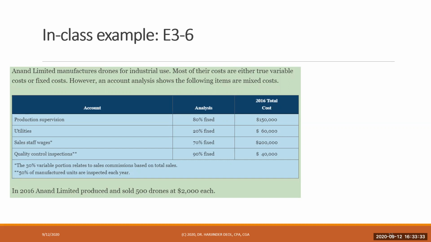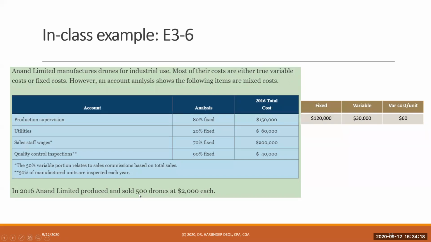So when you're given information like this, you would first want to split up the total costs that are given into a fixed cost portion and a variable cost portion. Since we know that the product supervision costs are 80% fixed, and in 2016 the total cost was $150,000, we can calculate 80% of $150,000 to get $120,000 as being the fixed costs in the year 2016. If the total costs were $150,000, then the remainder, $30,000, was variable.